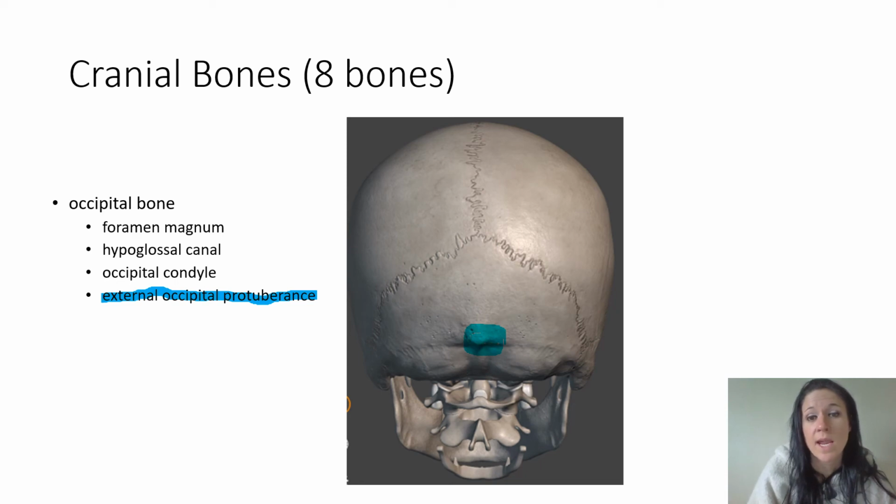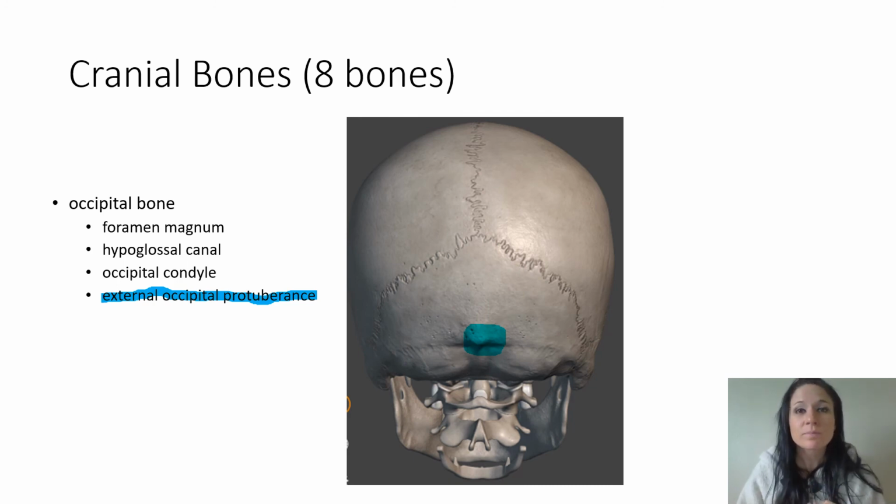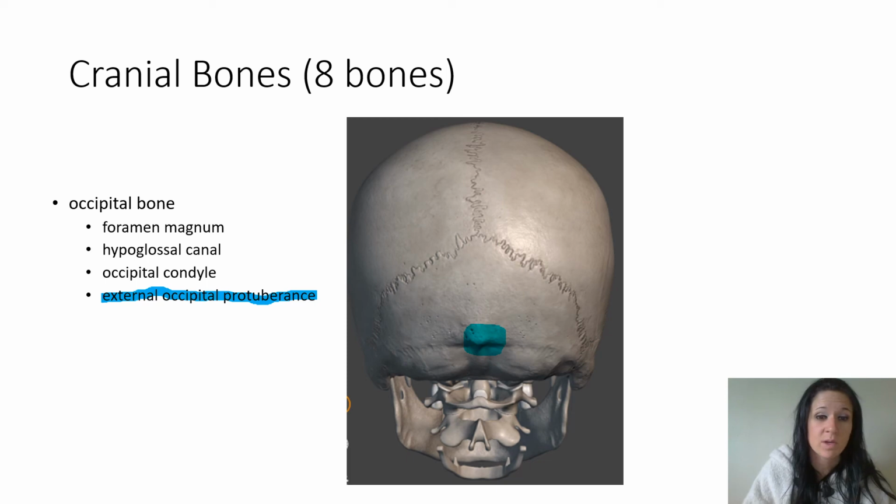Remember, or maybe you'll see this depending on if you watch lecture first or not, in lecture we talk about the differences between the male and female skull, and the external occipital protuberance is one marking that we can use to determine if the skull is male or female. I'm just going to outline the occipital bone here so we can see the actual bone. And then that structure highlighted in blue, that is the external occipital protuberance.